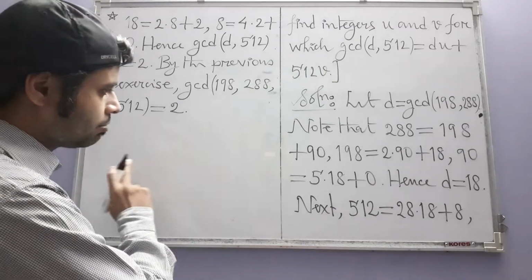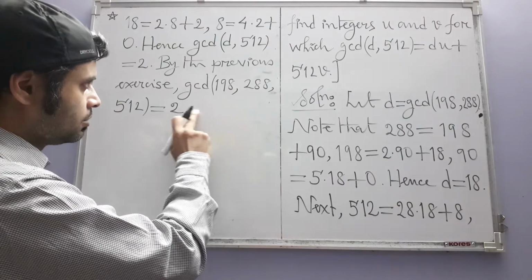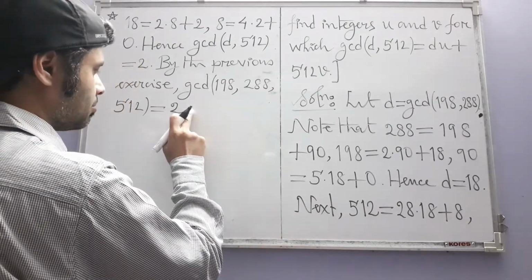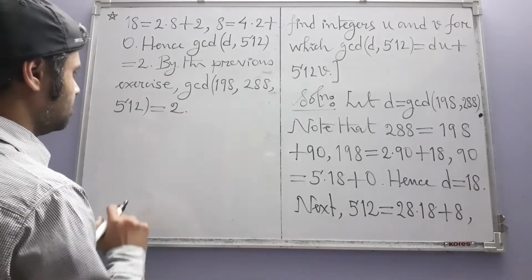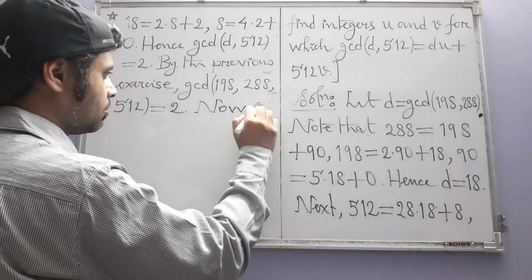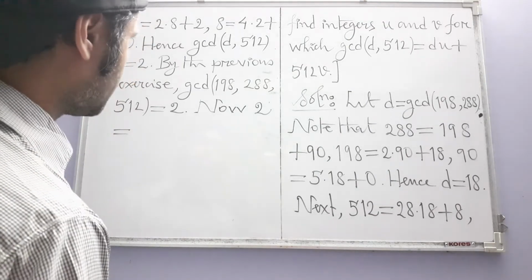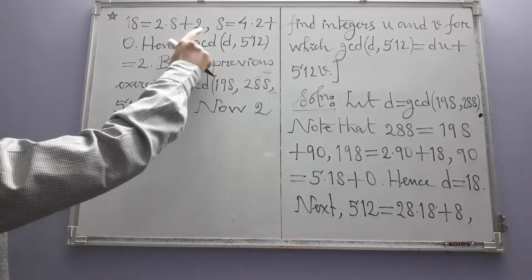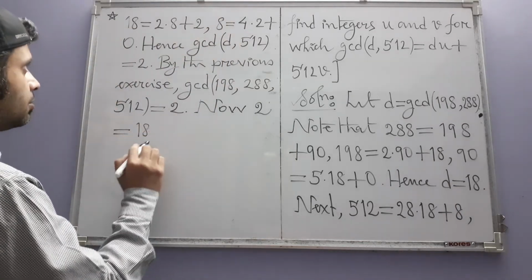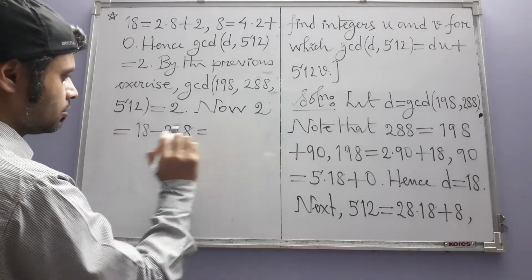We ultimately end up having a linear combination of these given integers, where the coefficients of course are also integers, and that will give us what we want. Now 2 is equal to, okay, so first of all we look at the last one. The last one will not be useful. This one: 18 minus 2 times 8.